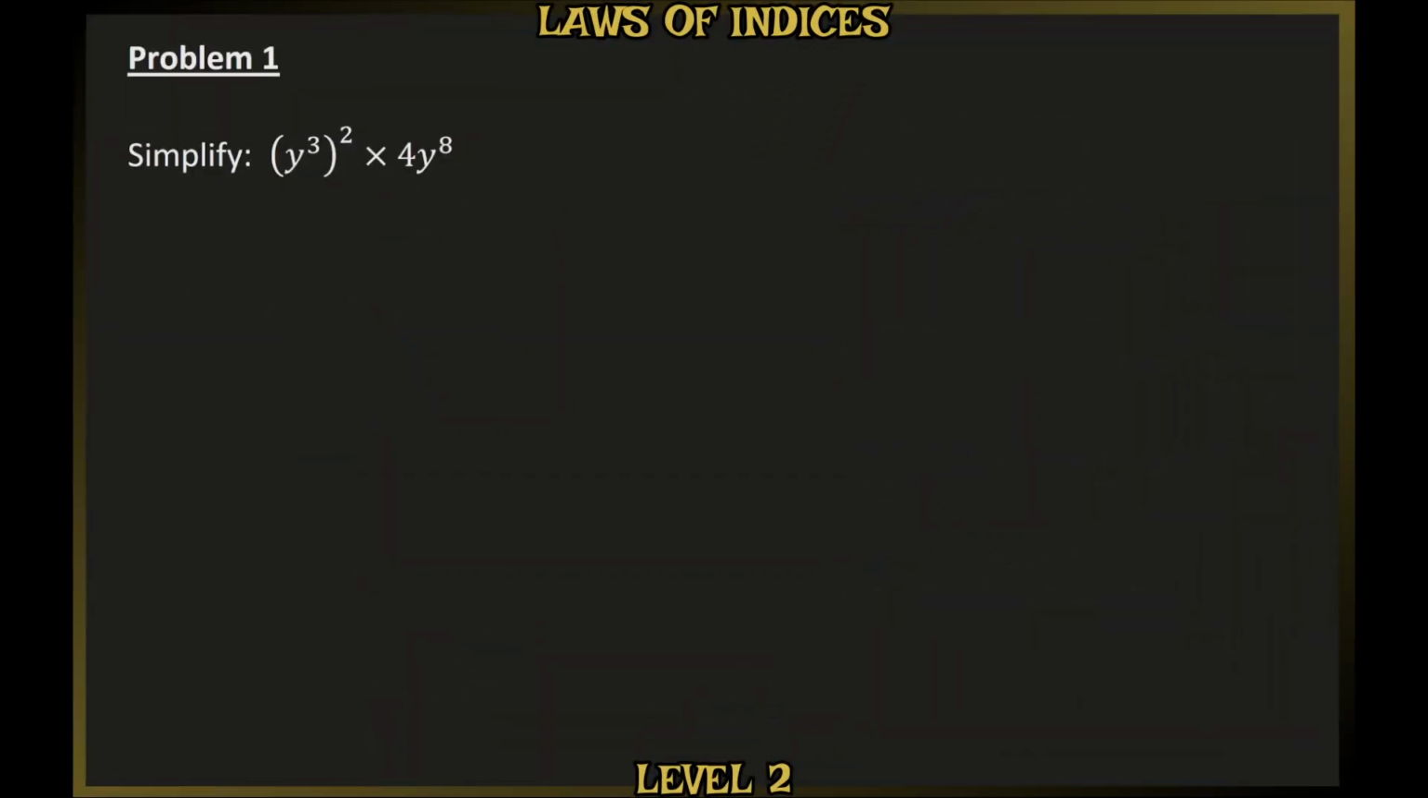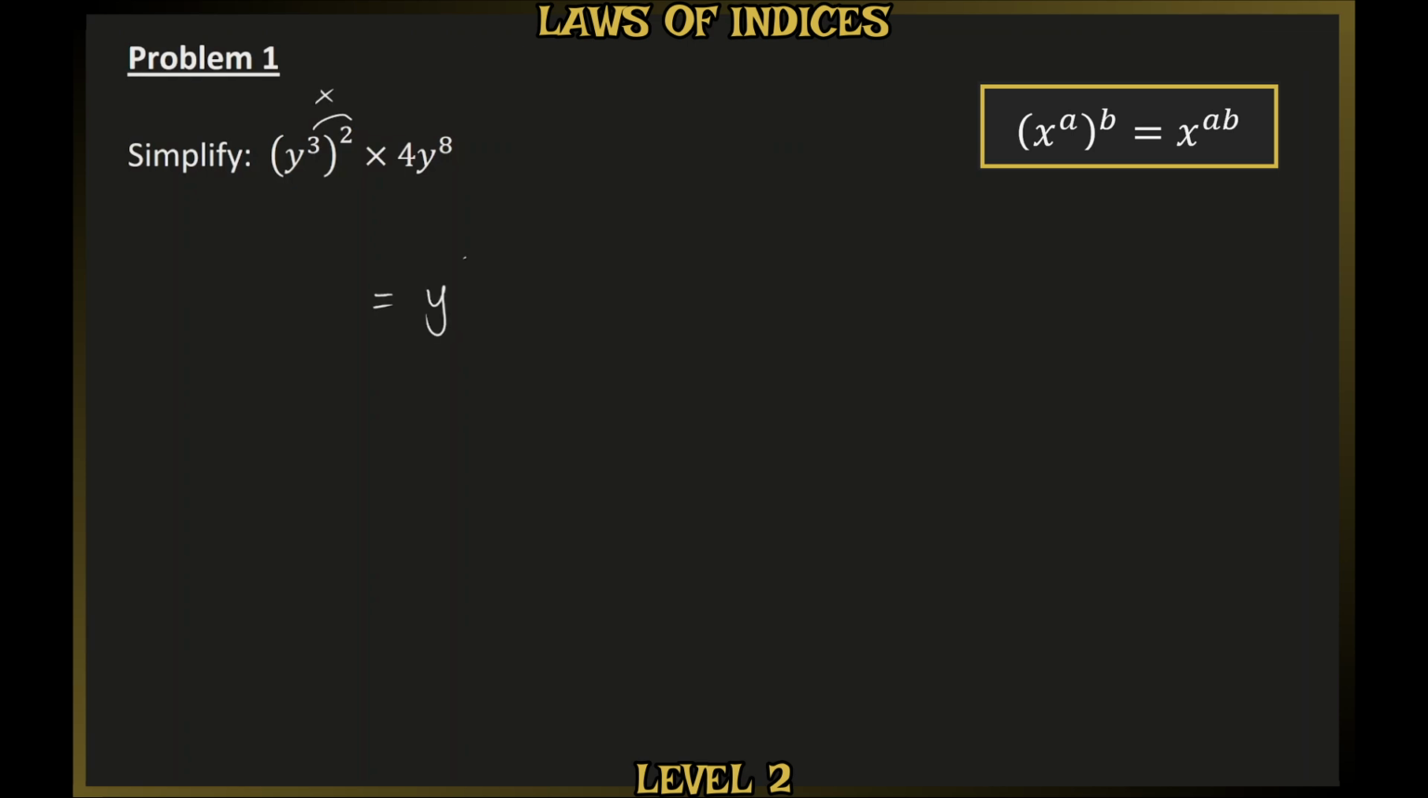In problem 1, we're simplifying y to the power of 3 raised to the power of 2, multiplied by 4y to the power of 8. Starting with y to the power of 3 raised to the power of 2, we have a power raised to another power. So using this law, we need to multiply those powers together. Multiplying 3 times 2, we have y to the power of 6, multiplied by 4y to the power of 8.